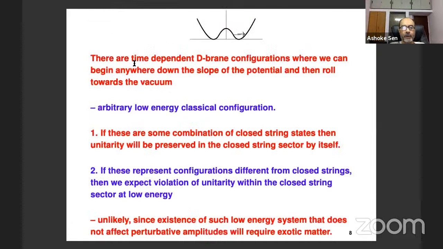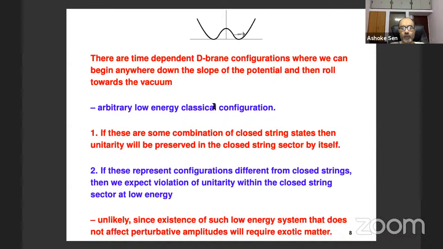But in this system, there are also time-dependent D brane configurations. And that comes as follows: you can simply place the tachyon anywhere along the slope of the potential. Take this as the initial condition, and then start rolling. So there are classical solutions in open string theory that have this property. And because you are starting not at the top, where the energy is 2 over Gs, but somewhere down the slope of the potential, it allows, in fact, arbitrary low energy classical configurations in the open string theory.